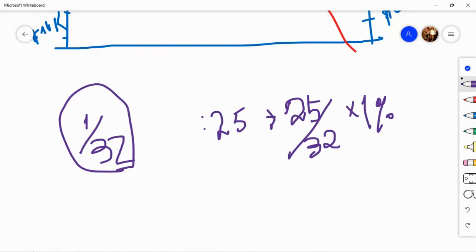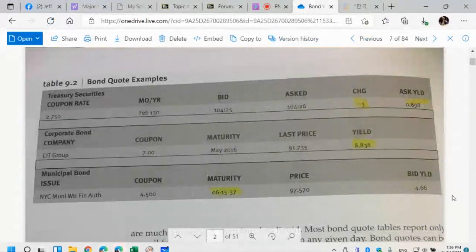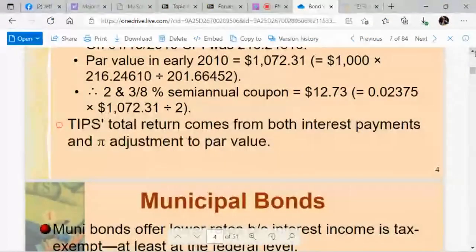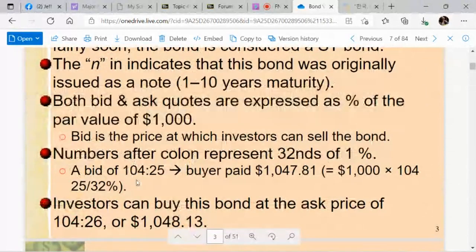Okay. So here's the example of how to calculate the price. A bid of 104:25 is 1,000 times 104%, and 25 over 32%, right? If you calculate that, it comes to 1,047.81. Okay, and then we can do the same thing for the ask price.